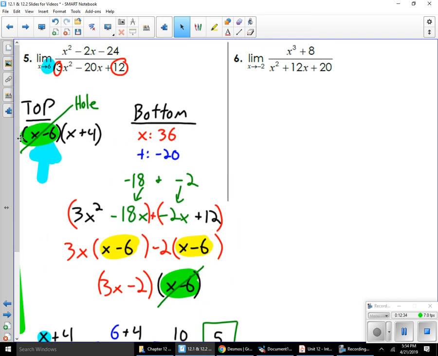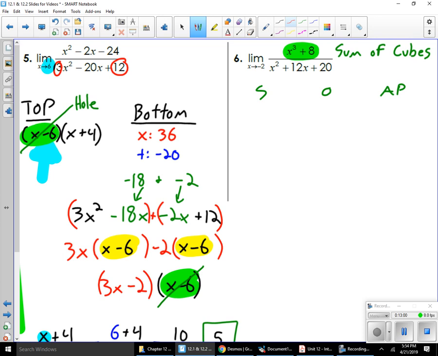Taking a look at number 6 here, in the numerator, that's a sum of cubes. So it's likely you haven't messed around with a sum of cubes in a while. If you don't quite remember that one, if you just Google sum of cubes, it will pull up the formula for you. The way we remember this one is SOAP. Same, opposite, always positive. In other words, my signs are going to match and then change, and the last one is going to be positive.